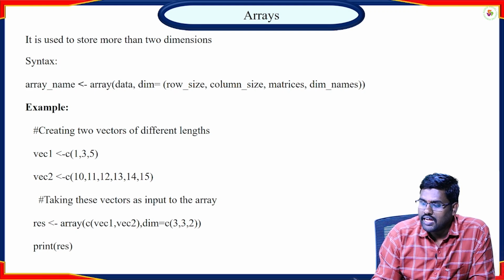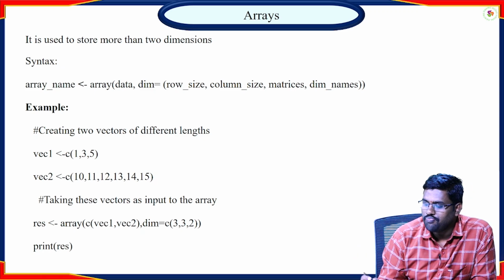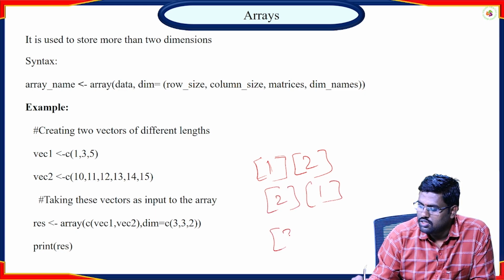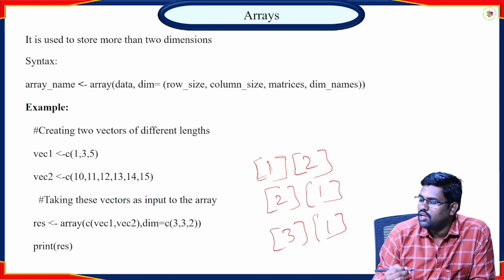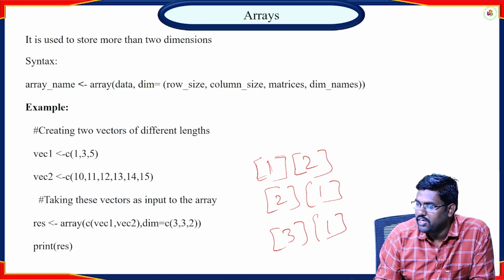That means similar data type values will be allowed in the arrays. So it is used to store values of more than 2 dimensions. The dimension index may be 1, 2, 2, 1, 3, 1 like this. So 1 row 2 columns, 2 rows 1 column, 3 rows 1 column like this, then the value will be retrieved.